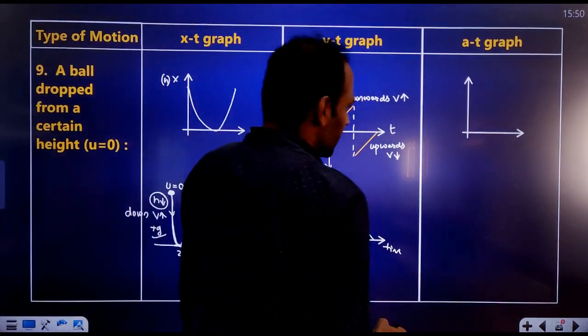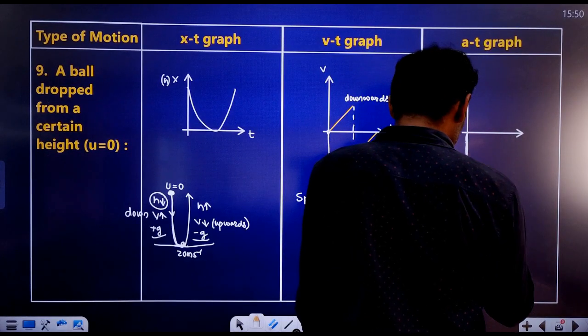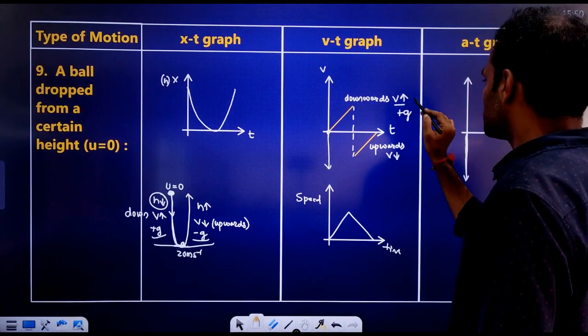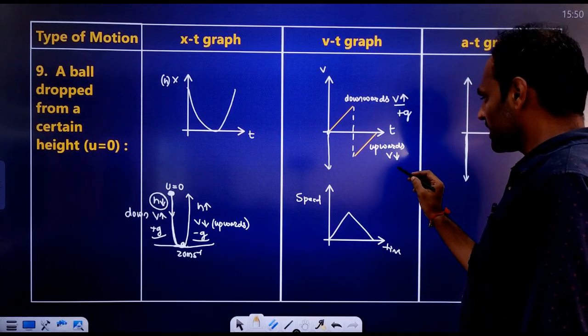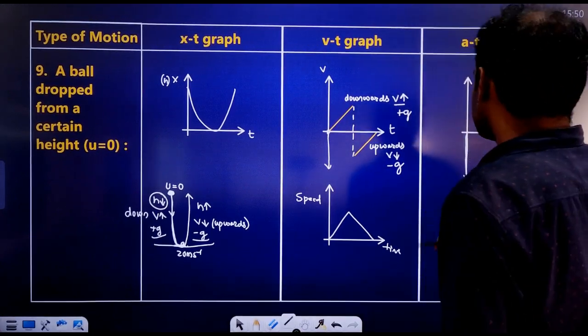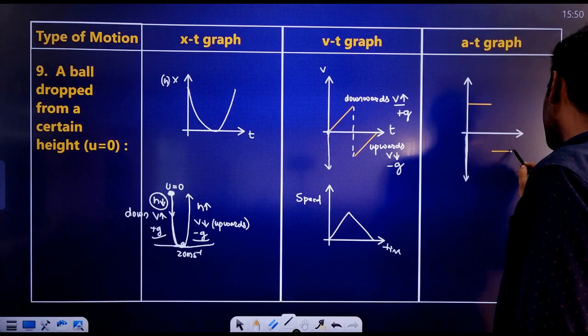Okay, what about the acceleration time graph? What will be the acceleration time graph? We'll check it. First the velocity increases. If it increases, acceleration is positive. Then velocity decreases. If it decreases, acceleration is negative, right? So the acceleration time graph will be first positive and then it will be negative.